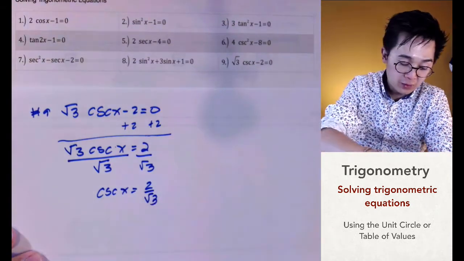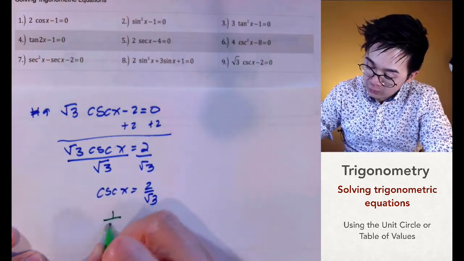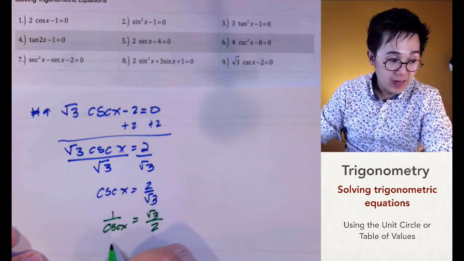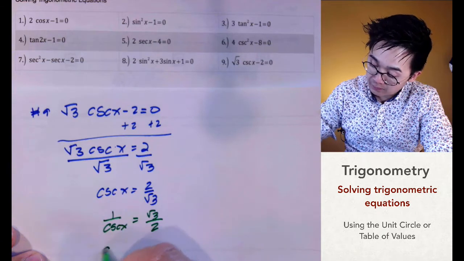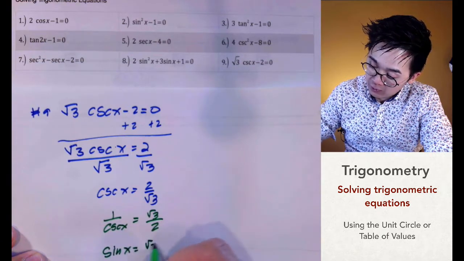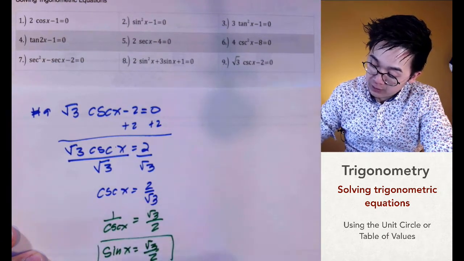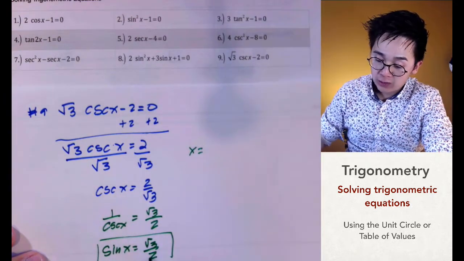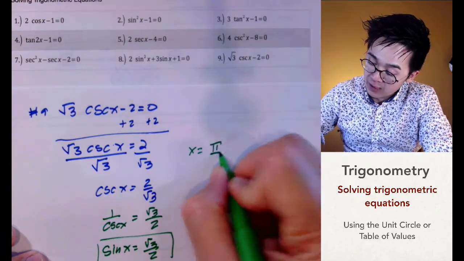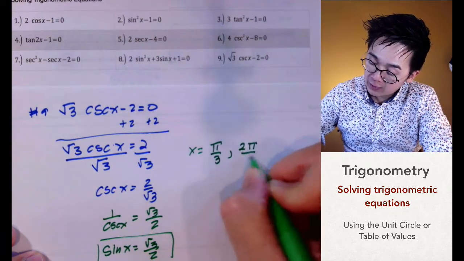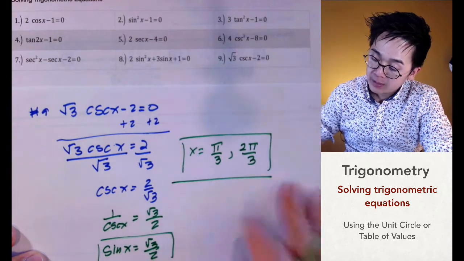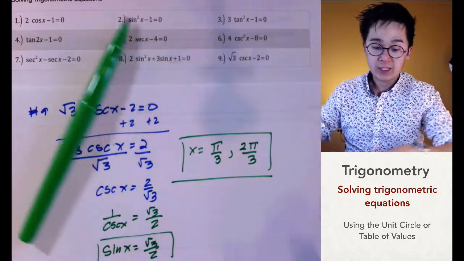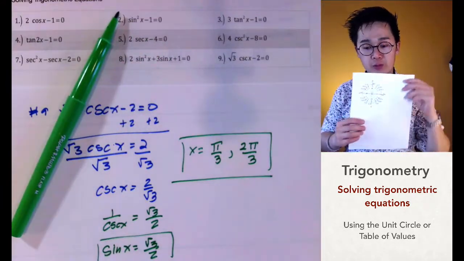3. And the inverse of cosecant, 1 over cosecant x, is square root of 3 over 2, and the inverse of cosecant is sine. Sine x is equal to square root of 3 all over 2. So all the x values that we're looking for would be at sine x equal to square root of 3 over 2, and it's at pi over 3 and 2 pi all over 3. And this is how we solve trig equations using our table of values and sometimes our unit circle.